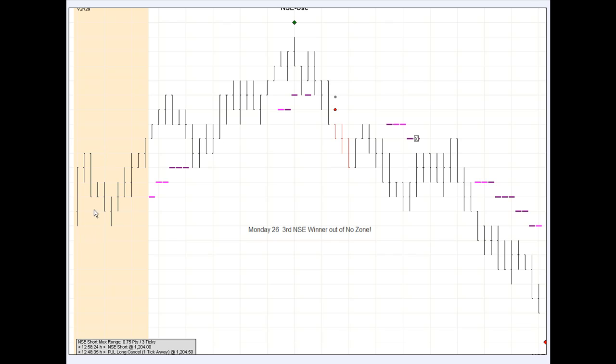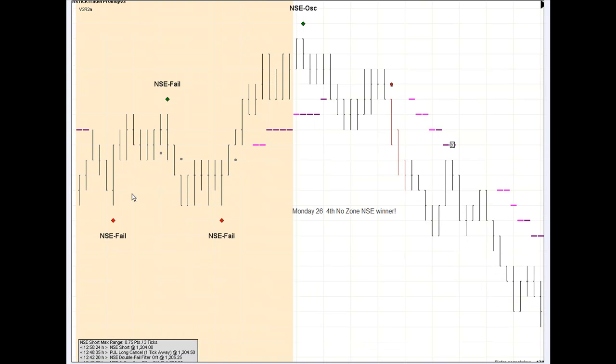Now this is Pro Indicator version 2, so that shows you visually when we're avoiding the NSEs, so it shows you the no zones. It also shows you the entries, and of course I teach you the rules if you don't want to have Pro Indicator, or if you don't use NinjaTrader or something like that. That's fine. In any event, here's the no zone. We come out of no zone, another NSE winner, and here's the 4th no zone.